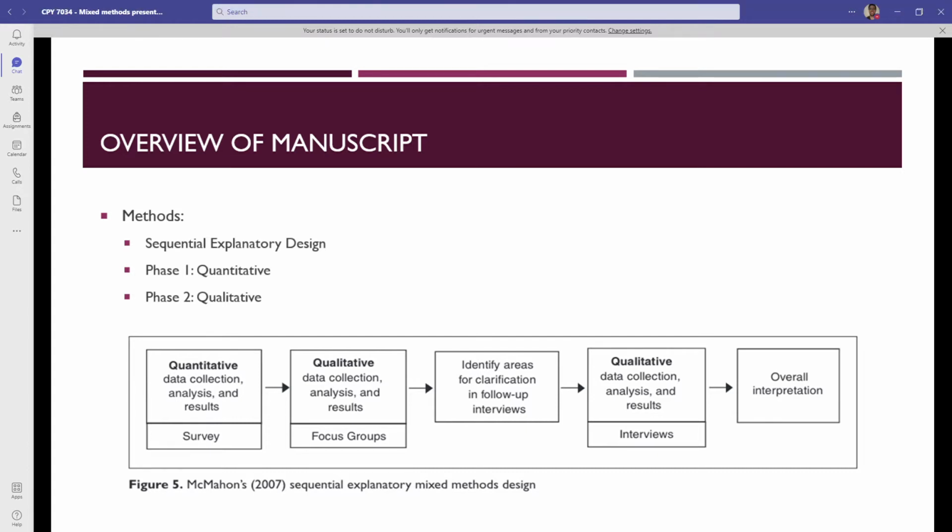So, the methods for this one: we first copied the sequential explanatory design, as Ben mentioned, where the first phase is a quantitative design, such as using a survey as we did in this study. And then the second phase was qualitative, where they did focus groups and then also followed up with one-on-one individual interviews with athletes. So in the first phase, there was a survey that was sent out to 205 sophomores and juniors at a large D1 public university in the northeast of the United States.